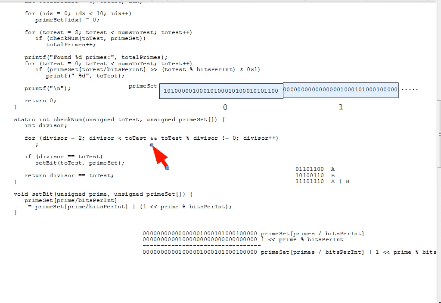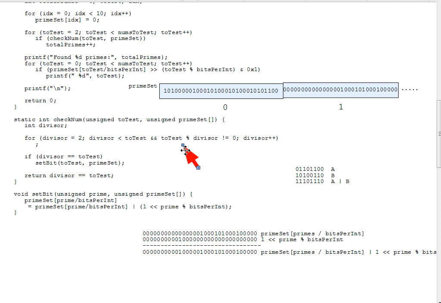That is short-circuited. C ensures that if the first operand of an AND clause, like divisor less than toTest here, is false, then the second half is not even run. There's no point in doing so, since a false first operand ensures that the AND is false, regardless of the second operand's truth or falsity. We'll find that the assembly code jumps over the second operand of the AND clause in this case.